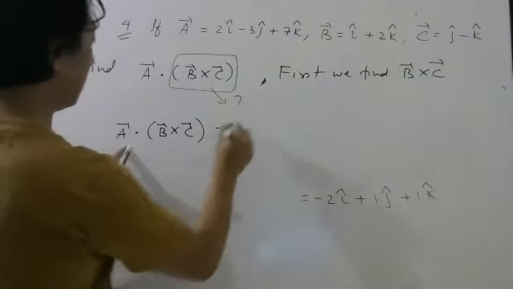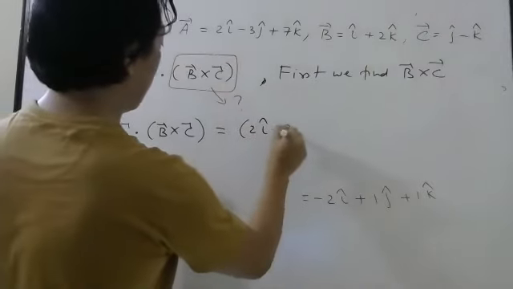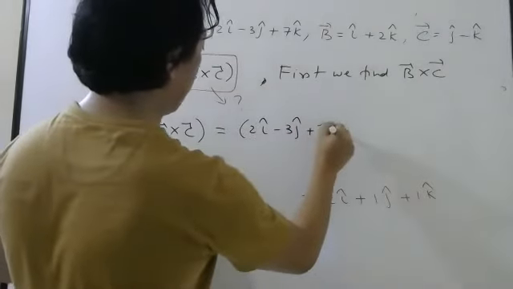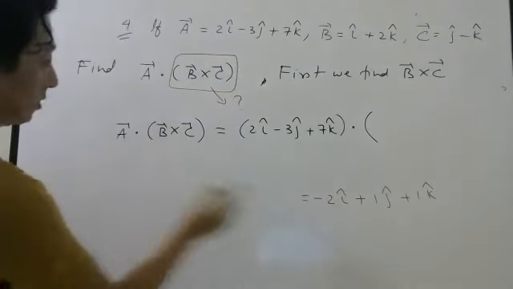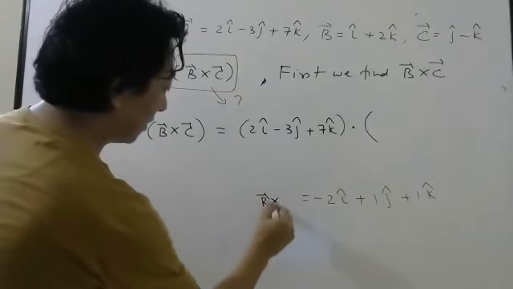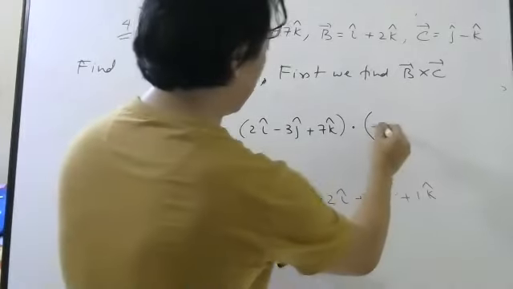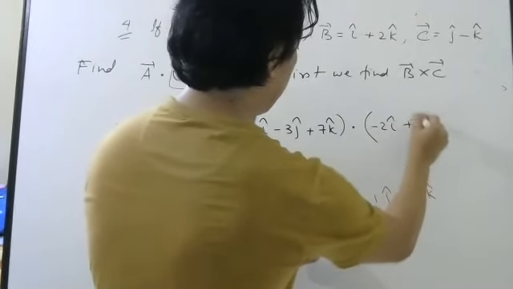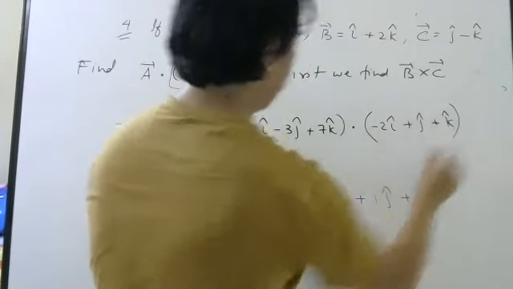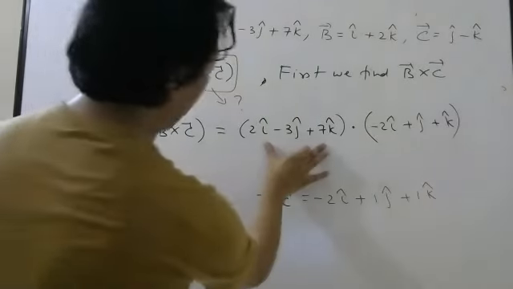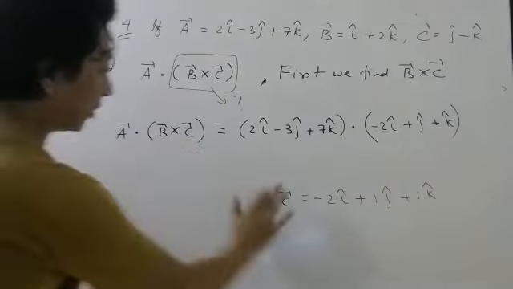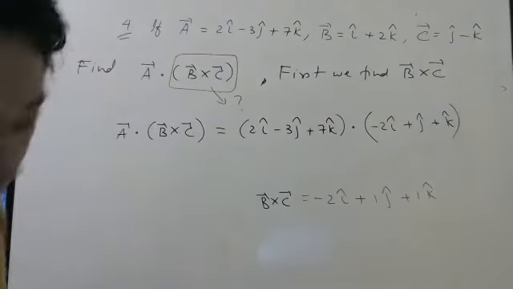What is A bar? 2 I cap minus 3 J cap plus 7 K cap. Dot. We have found this vector. This is your B bar cross C bar, right? So this is minus 2 I cap plus J cap plus K cap. So you have to take the dot product of this vector, which is given to you directly. This vector we have to first find by the use of cross product.